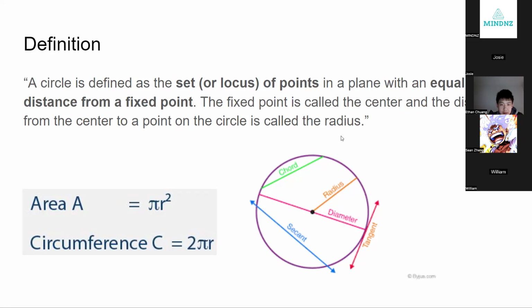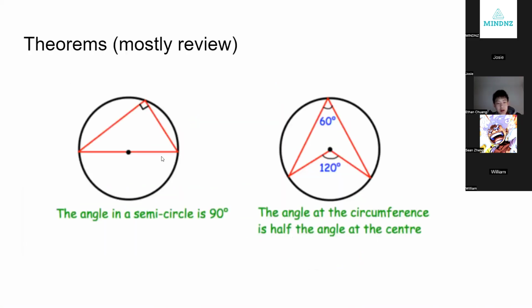Here are some basic properties of circles. You guys probably know this, I'm just going to review these. In a semicircle, if you draw a triangle with the right angle point touching the edge of the circle, then it always forms a 90-degree angle. The second theorem is that the angle subtended at the center is double the angle at the circumference. Then the next theorem.